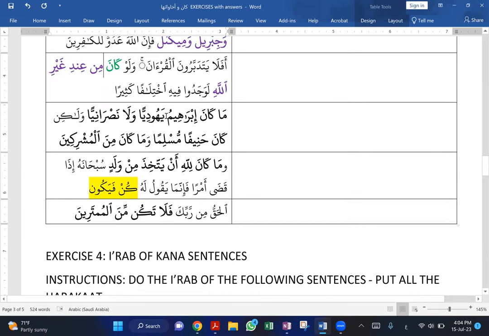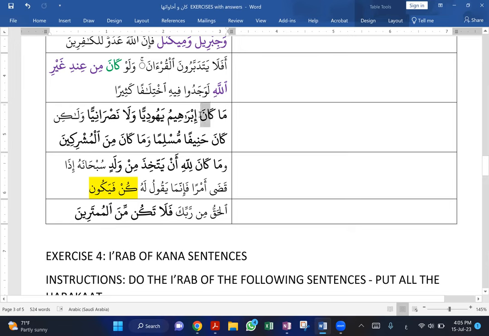Okay. ما كان إبراهيم يهوديا ولا نصرانيا. What do we think here? كان, اسمه كان إبراهيم مبتدأ. So first of all, what kind of a ma is that? نافية. So here is a negation. We're looking at an example of a negation of kana. Okay. So we have kana, and that's why we are using ma. Remember, because when you're negating kana, which is ماضي, you can either use ma or لم يكن. Right. So that's why they're using ma.